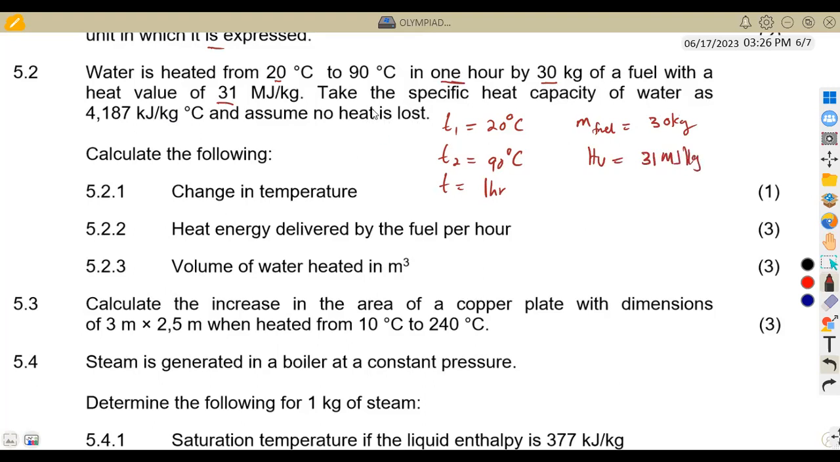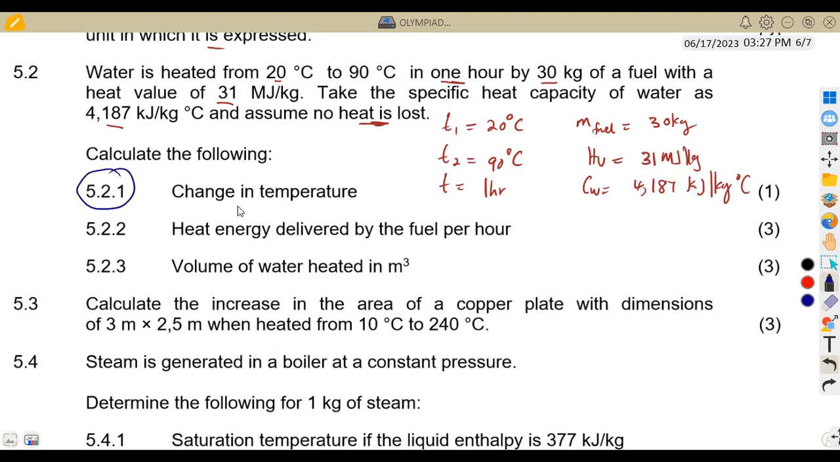31 megajoules per kg. Take the specific heat capacity of water as 4,187 kilojoules per kg degrees Celsius, and assume no heat is lost. So take note, no heat is lost in this case. All right, so this is the information that you're given.